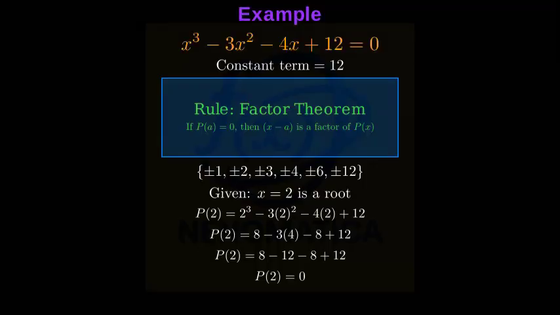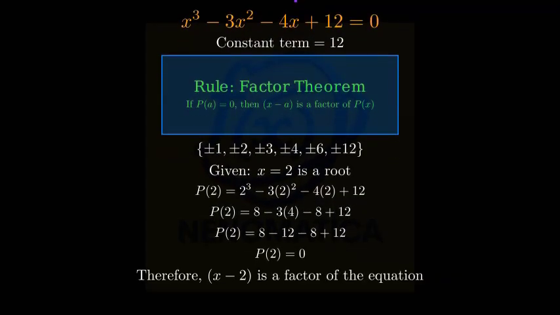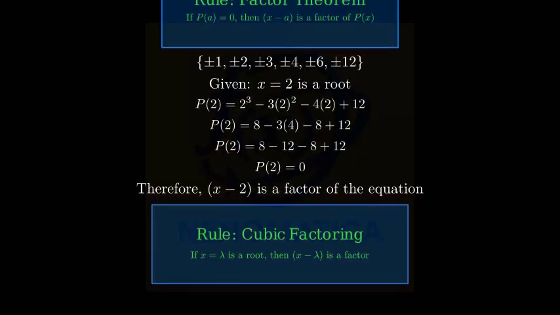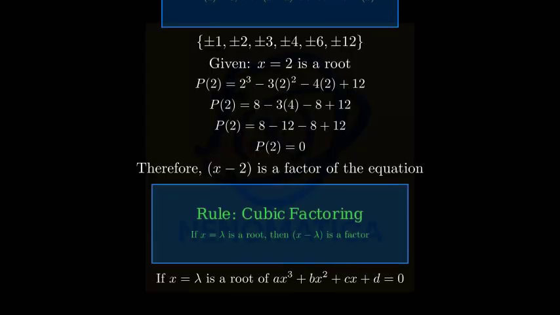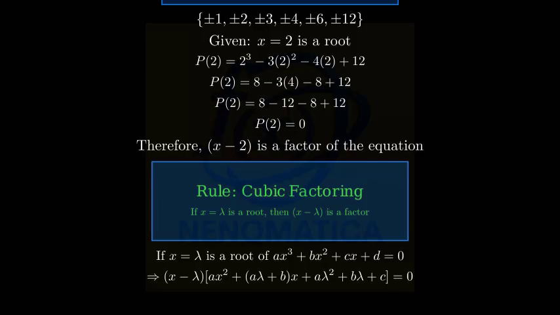Now that we've confirmed x equals 2 is a root, we know that x minus 2 is a factor of our cubic equation. According to the algorithm shown in the reference material, we can use a factoring approach. If x equals lambda is a root of the cubic equation ax cubed plus bx squared plus cx plus d equals 0, then the equation can be written as (x - lambda) times [ax squared + (a lambda + b)x + a lambda squared + b lambda + c] equals 0. Let's apply this factorization to our equation.